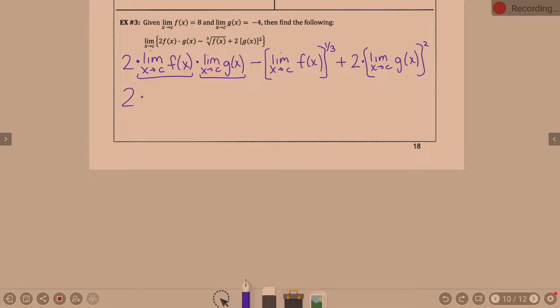So, okay, I got 2. Someone else take the limit of f. 8. Someone else take the limit of g. -4. Then I'm minusing. And now I'm going to put this under the cube root of f. What is f? 8. Plus 2 times the limit of g, which is negative 4, and we're going to square it. Okay.